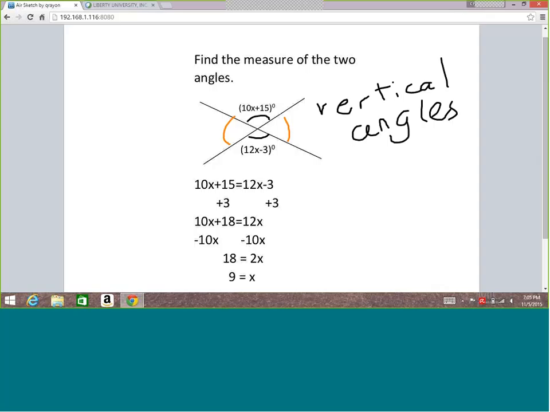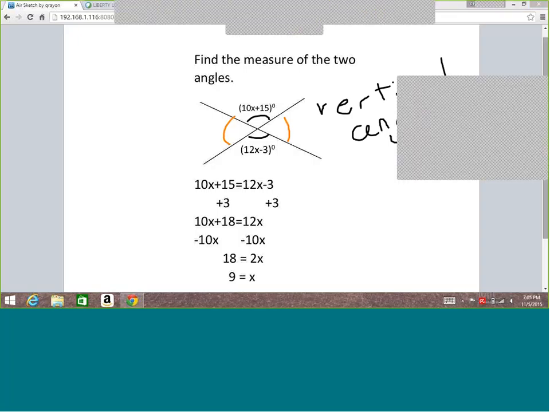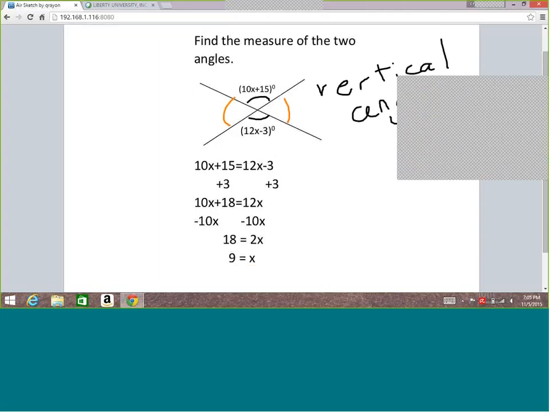So I noticed in my equation I have some x terms and I have some number terms, and our goal is to get all of the x terms on one side and all of the number terms on the other side. I decided to move the x terms to the right side and the number terms to the left side, but it doesn't really matter which way you do that. I'm going to go ahead and add 3 to both sides, so that gives me 18 on the left, and then if I subtract 10x from both sides, that gives me 2x on the right, and then I divide both sides by 2 to get x is 9.